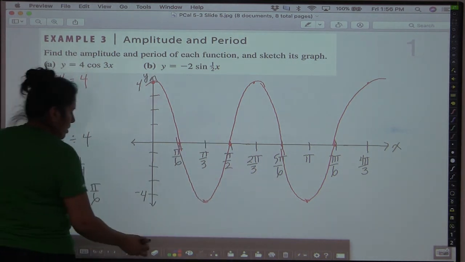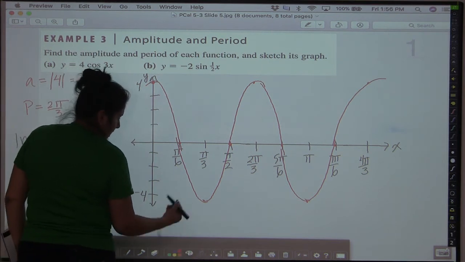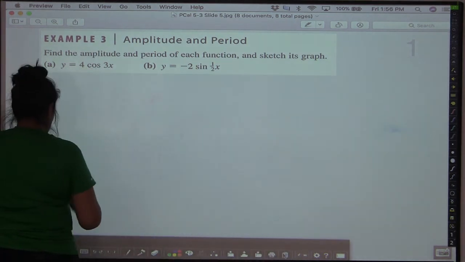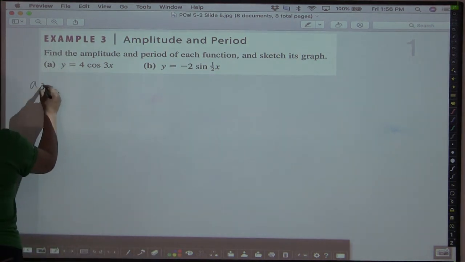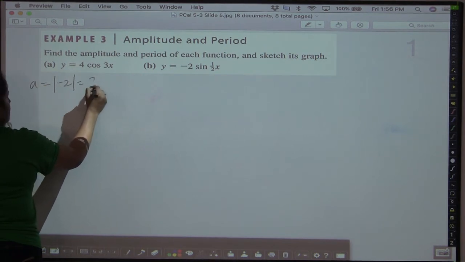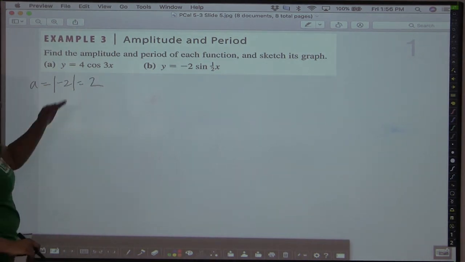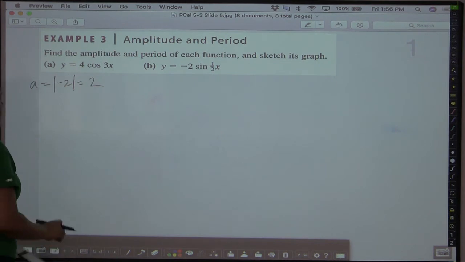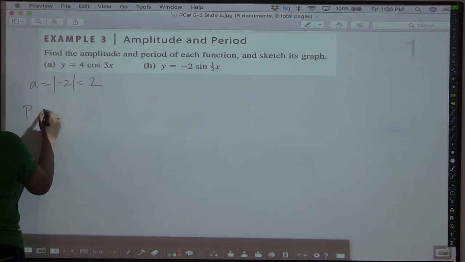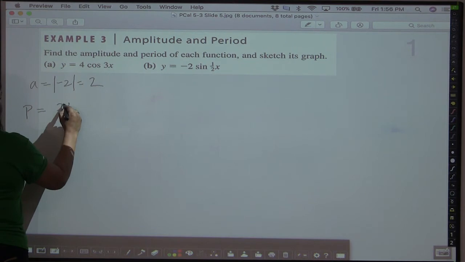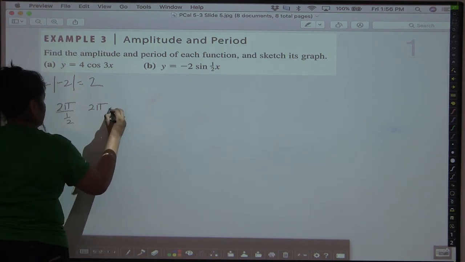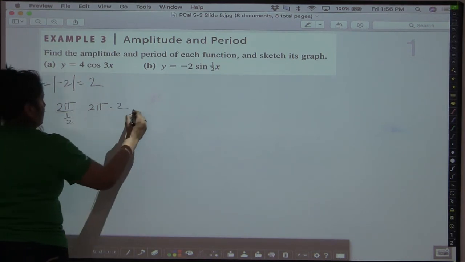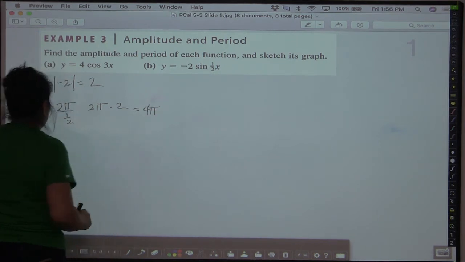And so now we're going to do part B. So first we want to start with our amplitude. We know the absolute value of -2, which in this case would be 2. That tells me that I'm going to go between positive 2 and -2. There's again another B value, so my period is going to be 2 pi divided by 1/2, which is the same thing as 2 pi times 2, times the reciprocal of 1/2, right? Which is 4 pi. So my period is 4 pi.